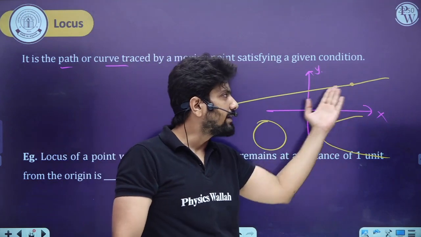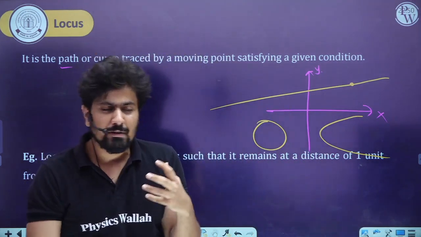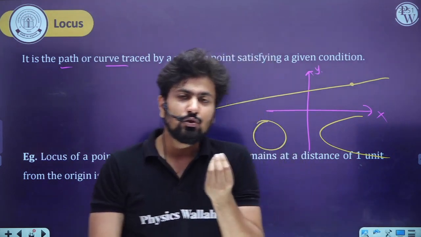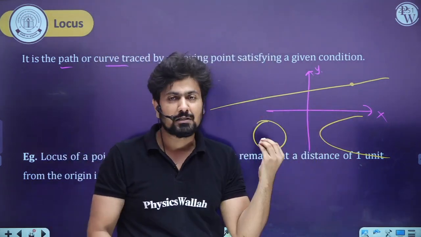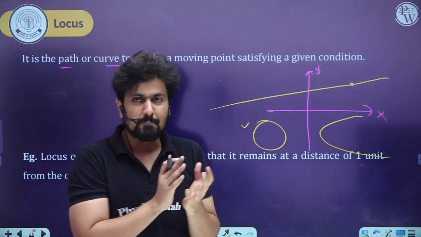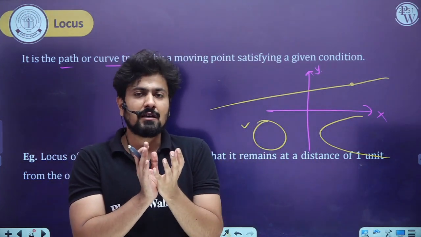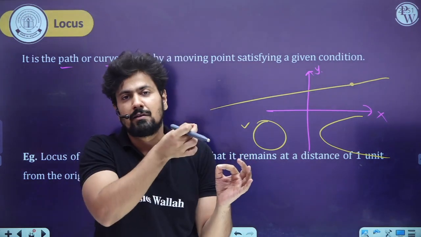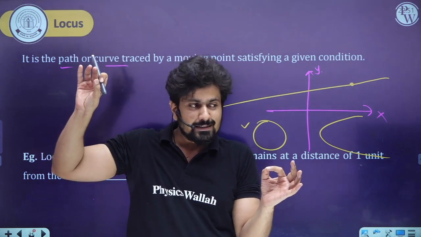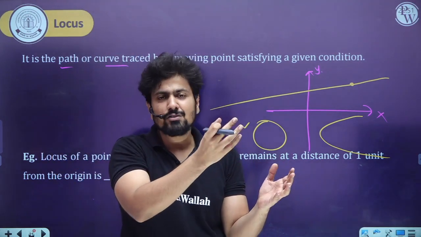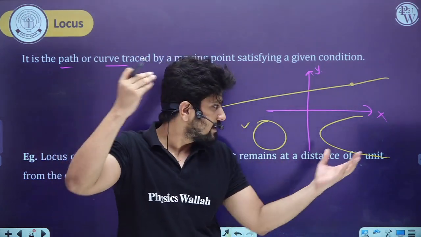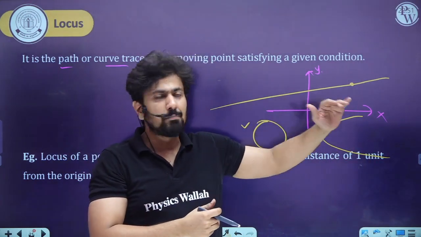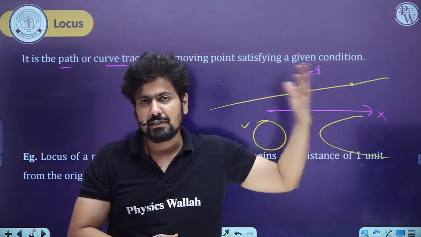There are sets of coordinates. Every path has an equation. What do we mean by equation? The equation gives you every coordinate on this path. Suppose I have the equation of this circle, I know the coordinate of each and every point which is on the circle. Because if a point satisfies the equation of the circle, it lies on it. If a point satisfies the equation of a parabola, that point will lie on the parabola. In a similar way, if a point satisfies the equation of a straight line, it will lie on that straight line.